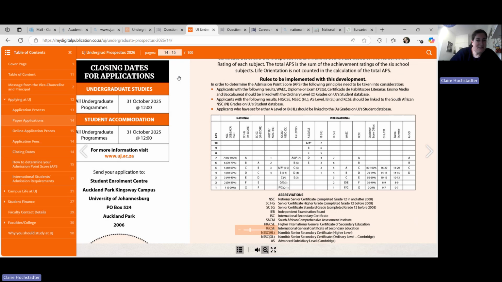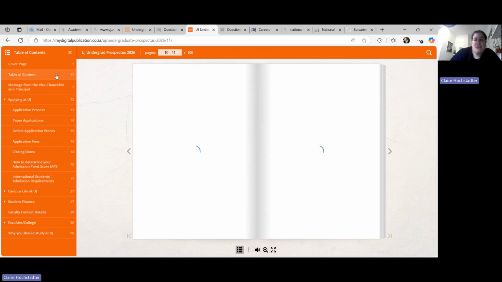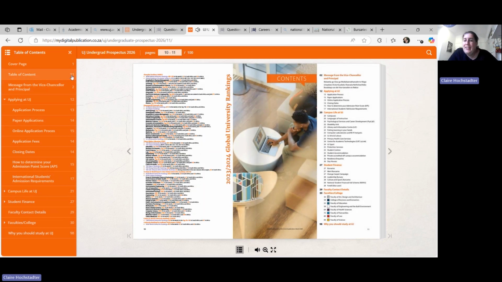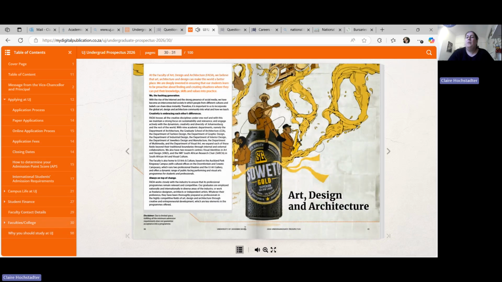I'm hoping I'm going to be able to find it. Let me just make this a little bit smaller for us. You can now go through. Sorry. Let me go back to my table of contents to make sure I actually get it right. So you will see here they have all the information. From page 30 onwards, so let's try and go to page 30. What they do is they will take you through every single course that they have.